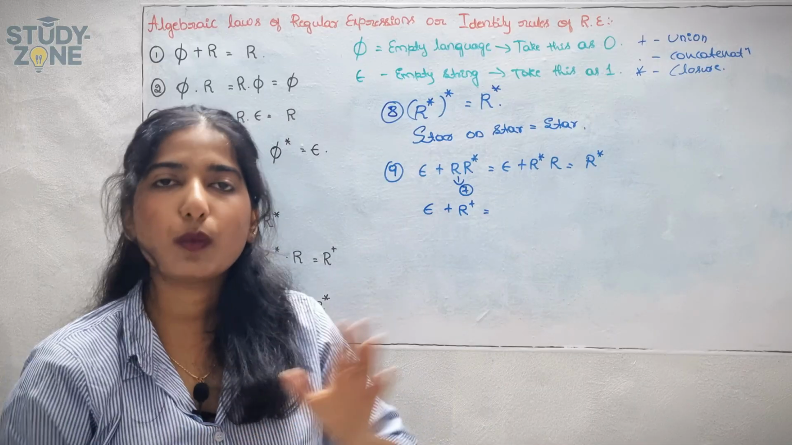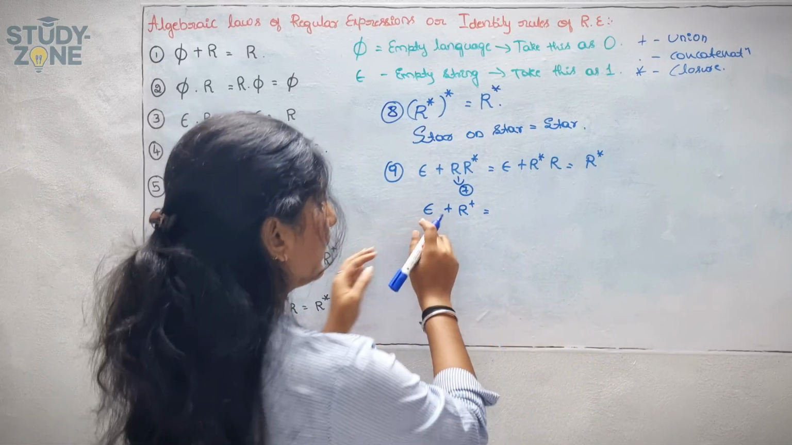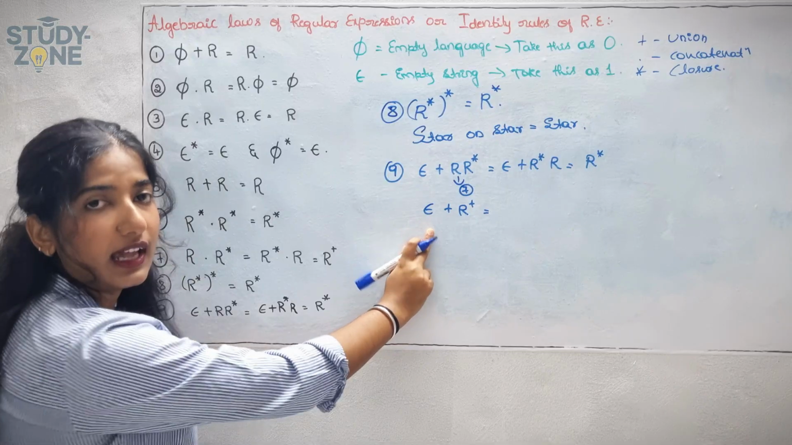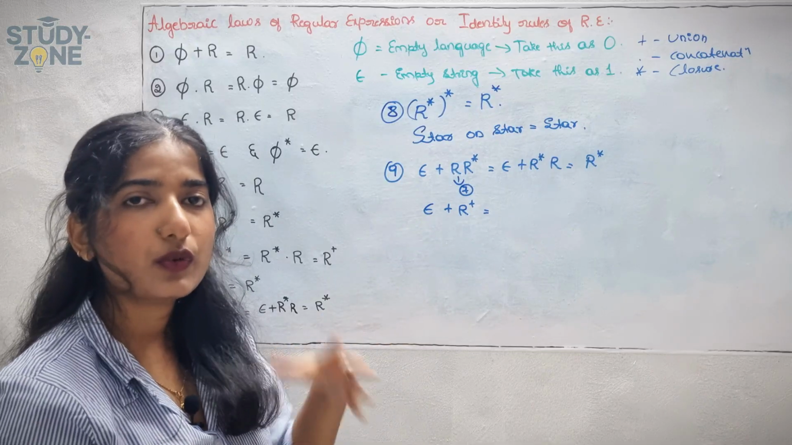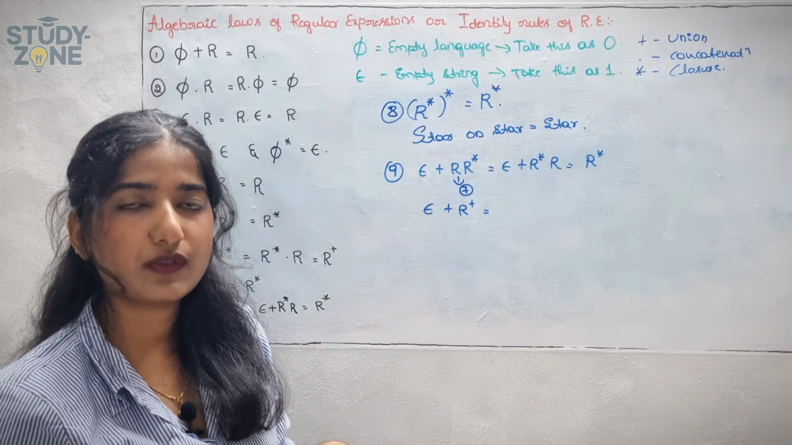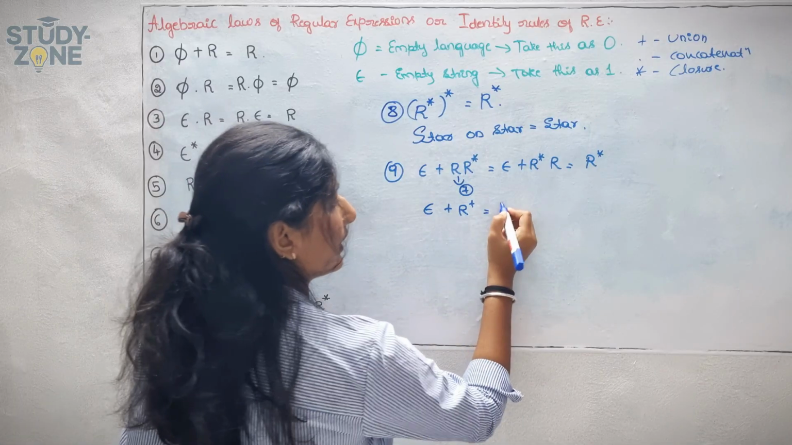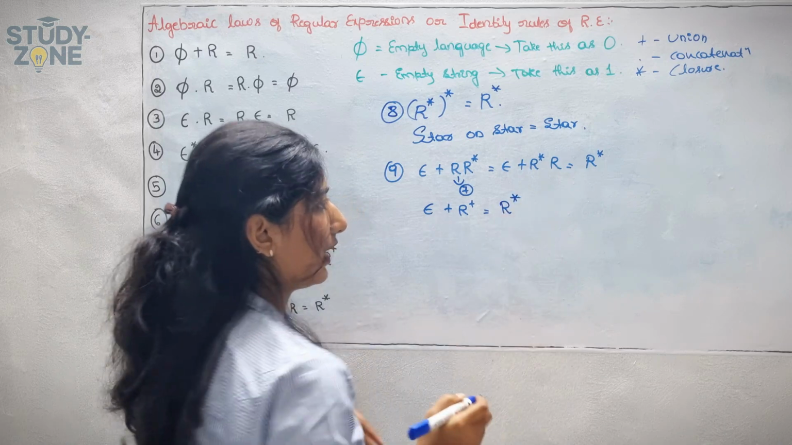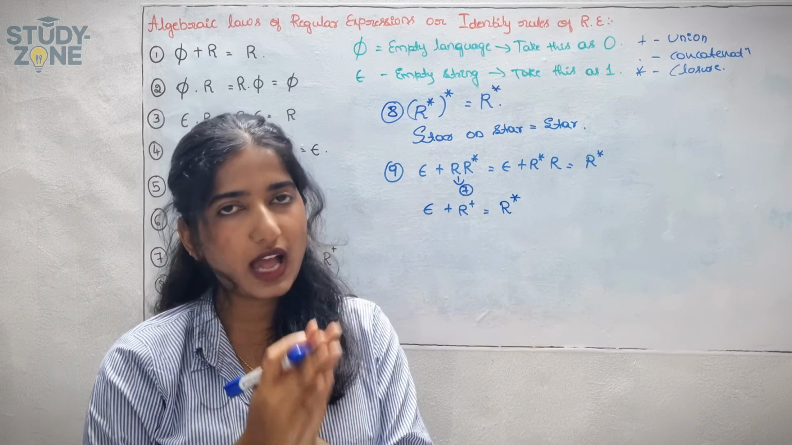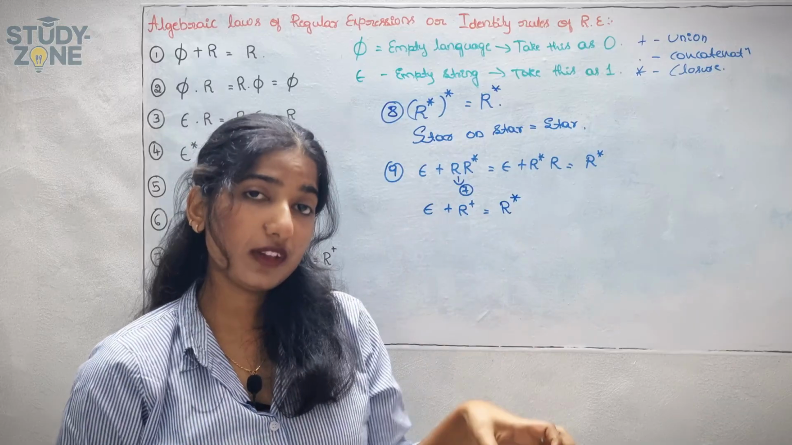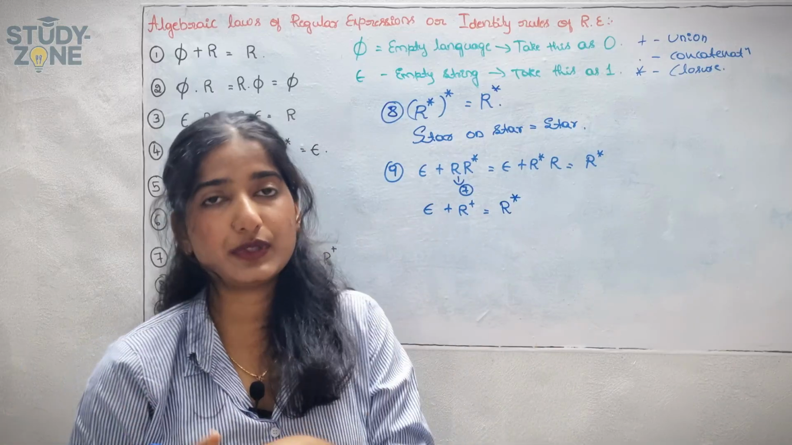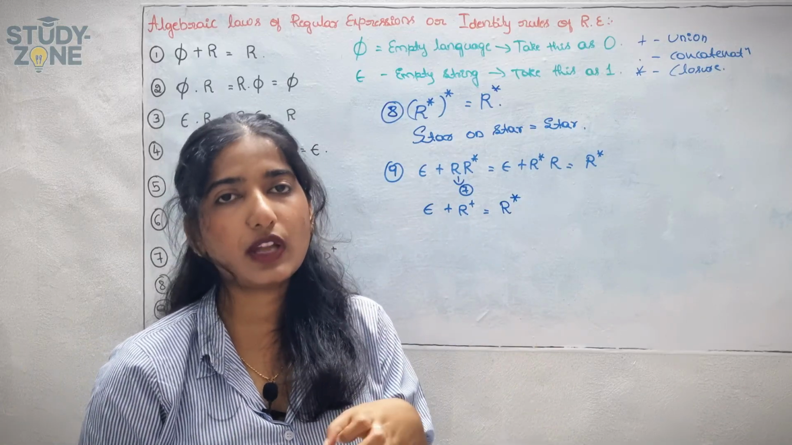R plus means one or more occurrence of a string, but we added epsilon here. Epsilon means 0. So 0 is added to one or more occurrence of a string. So now it becomes 0 or more occurrence of a string, right? So it will become R star only. R into R star will be R plus, correct. But R plus is getting added to epsilon. Epsilon means 0, so empty string.